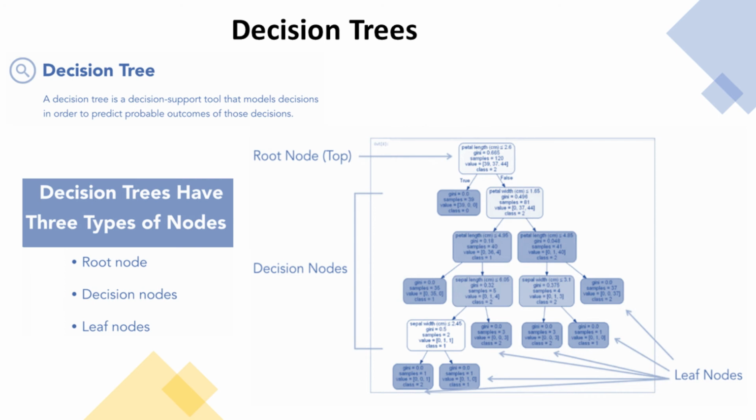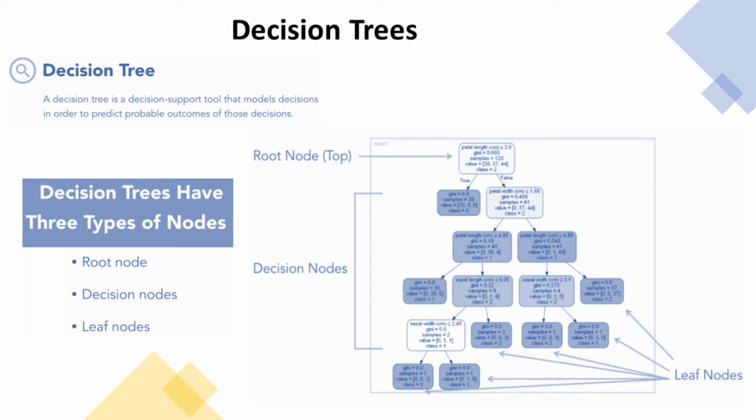It's time to take a look at decision trees with classification and regression. First, let's start with what's a decision tree. A decision tree is a decision support tool that models decisions in order to predict probable outcomes of those decisions. Decision trees are comprised of three types of nodes. Those are root node, decision node, and leaf node.